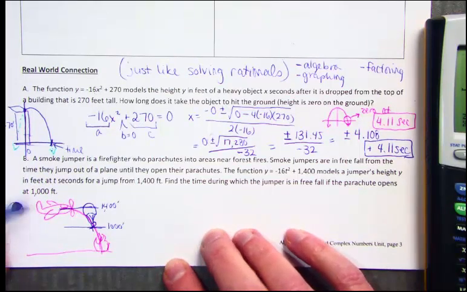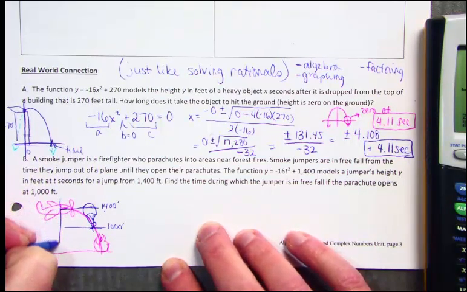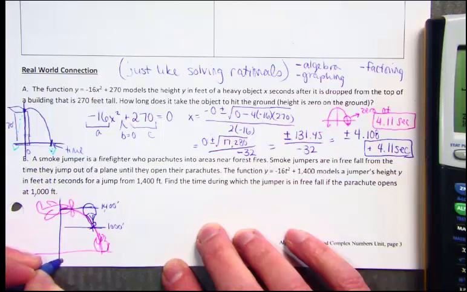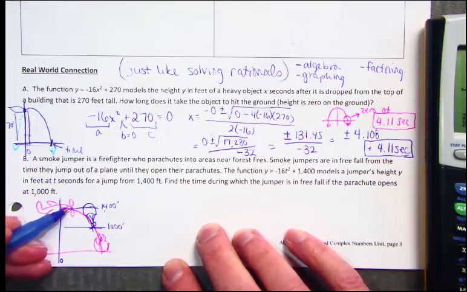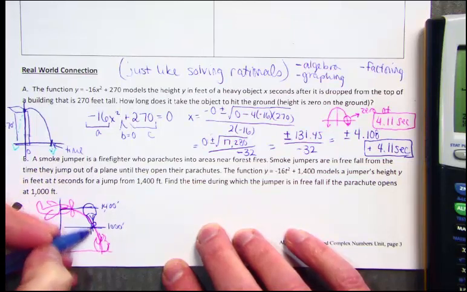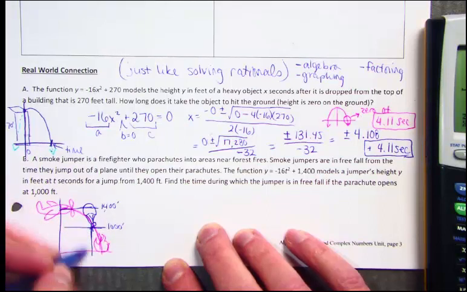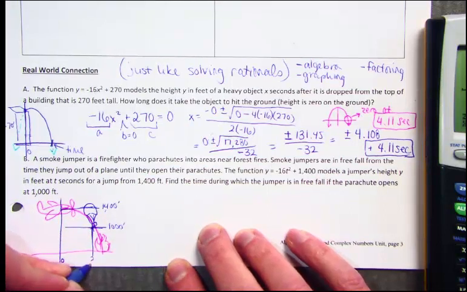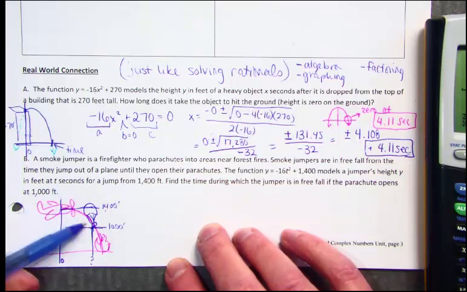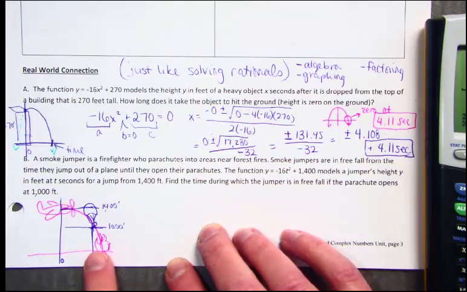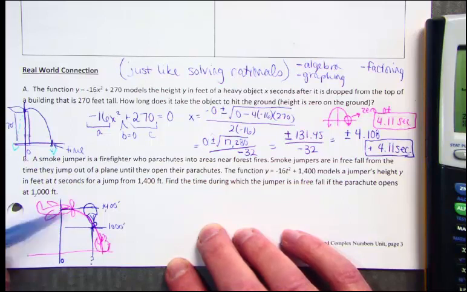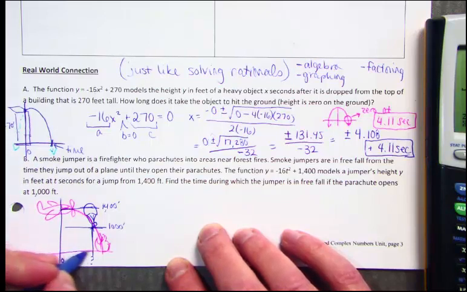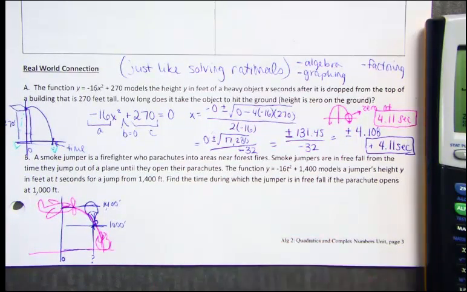So again, if we put this on a coordinate grid, we have a 0 time where they jump out of the airplane. Then they have this point in time where they open up their parachute. And then they also have another span of time where they will land on the ground. We're not interested in when they land on the ground. We want to know where they hit this 1,000 feet of elevation. So I need to know this time in between here of how long they're in free fall.